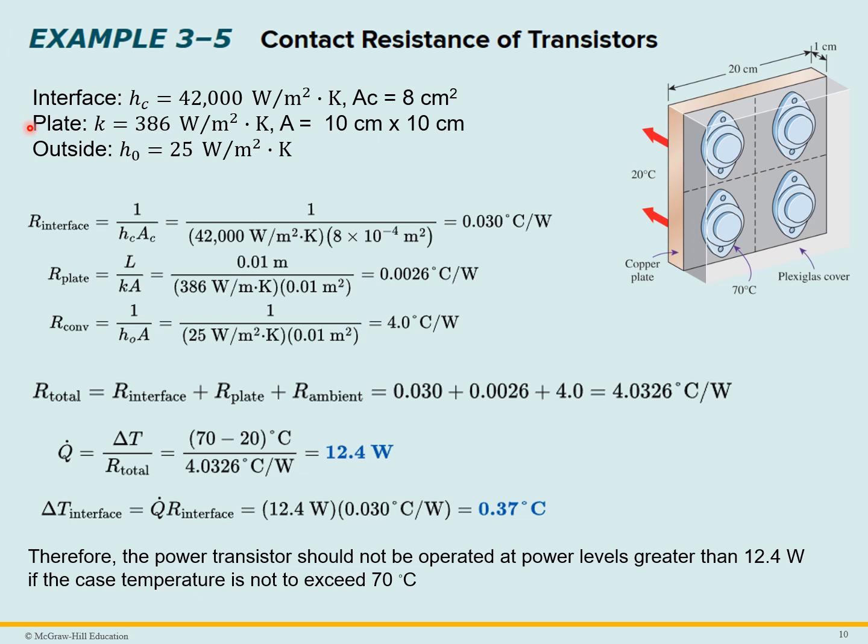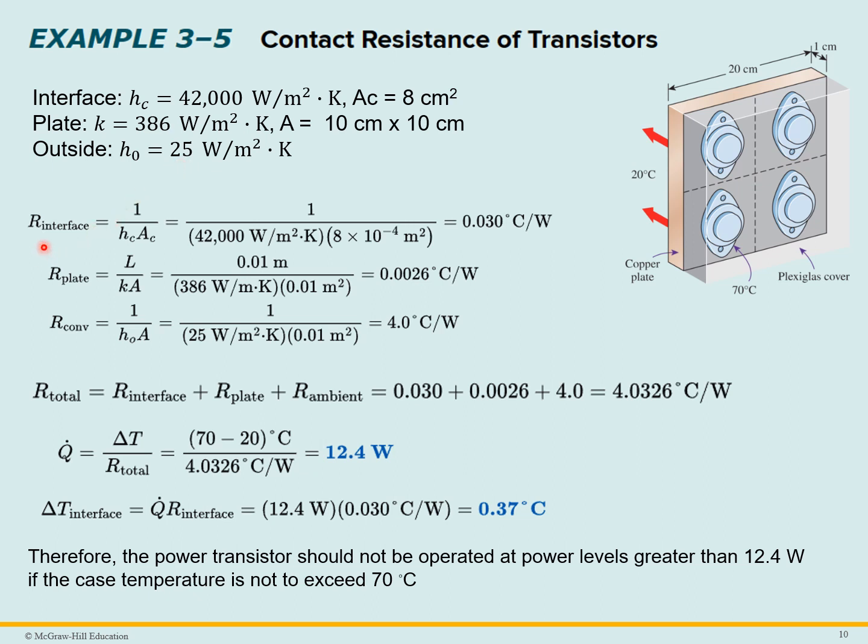Before proceeding with the problem, I've gathered some information from the previous slide. The hc value is given to be 42,000 watts per meter squared Kelvin. The area of the base for the transistor is 8 square centimeters. The plate itself has a K value of 386 watts per meter Kelvin, and the area of one of the bases is 10 centimeters by 10 centimeters. The h of the outside is stated to be 25 watts per meter squared Kelvin.